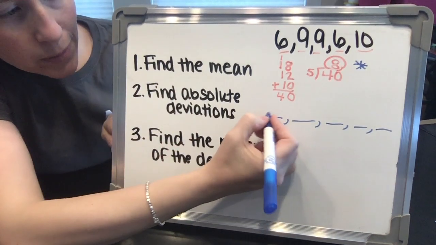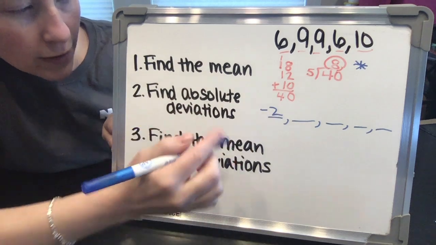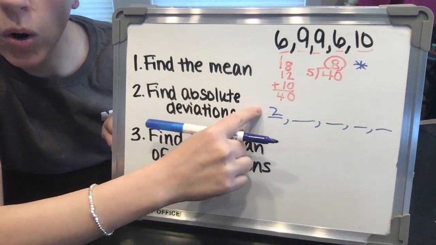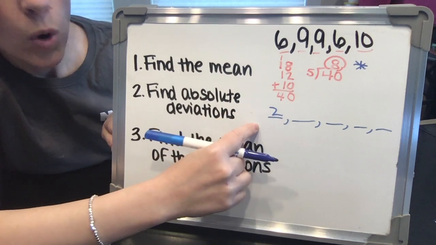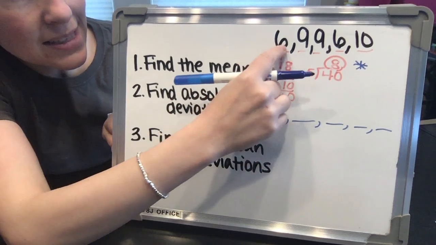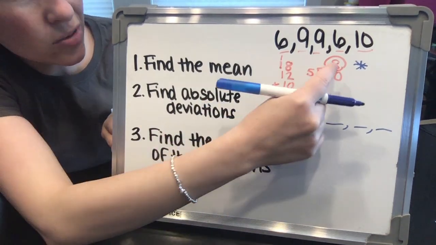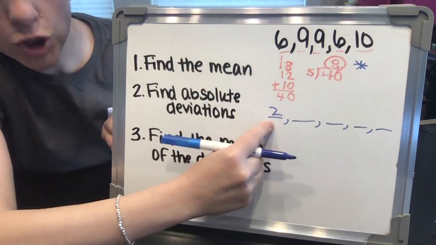Now, some people say it's a -2. Don't forget that it has to be absolute. So we don't care if it's positive or negative. We don't care if they're older, younger, higher, or lower. We just want to know how many steps away. 6 is 2 steps away from 8. And a way to figure that out if you need to is just do 8 minus 6. You get a difference of 2.